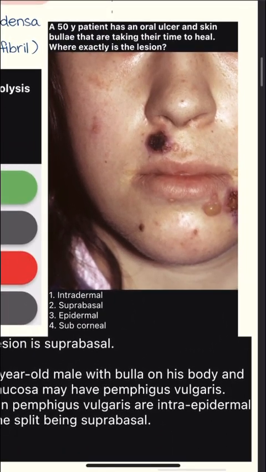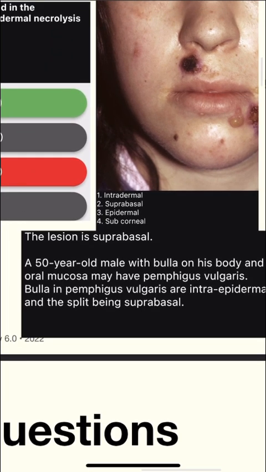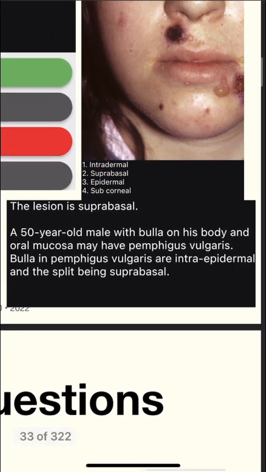Next question: a 50-year-old patient has an oral ulcer and skin lesions that are taking time to heal. Where exactly is the lesion? It is suprabasal. Thank you.